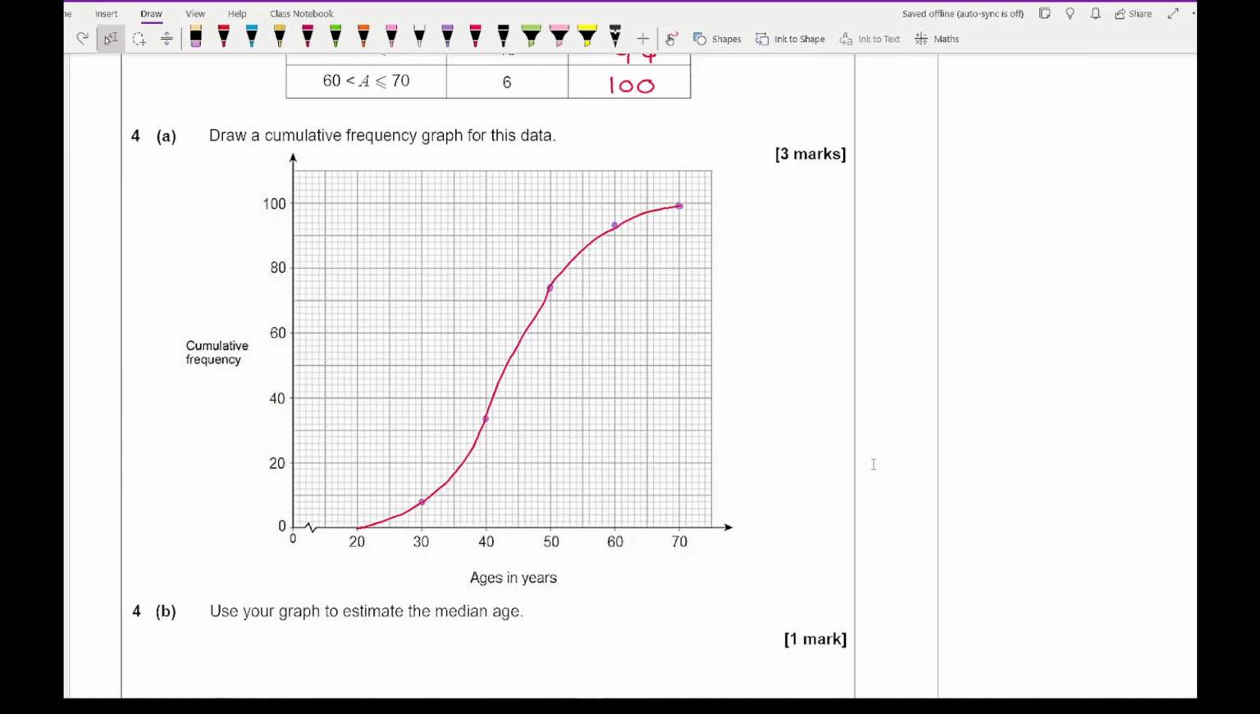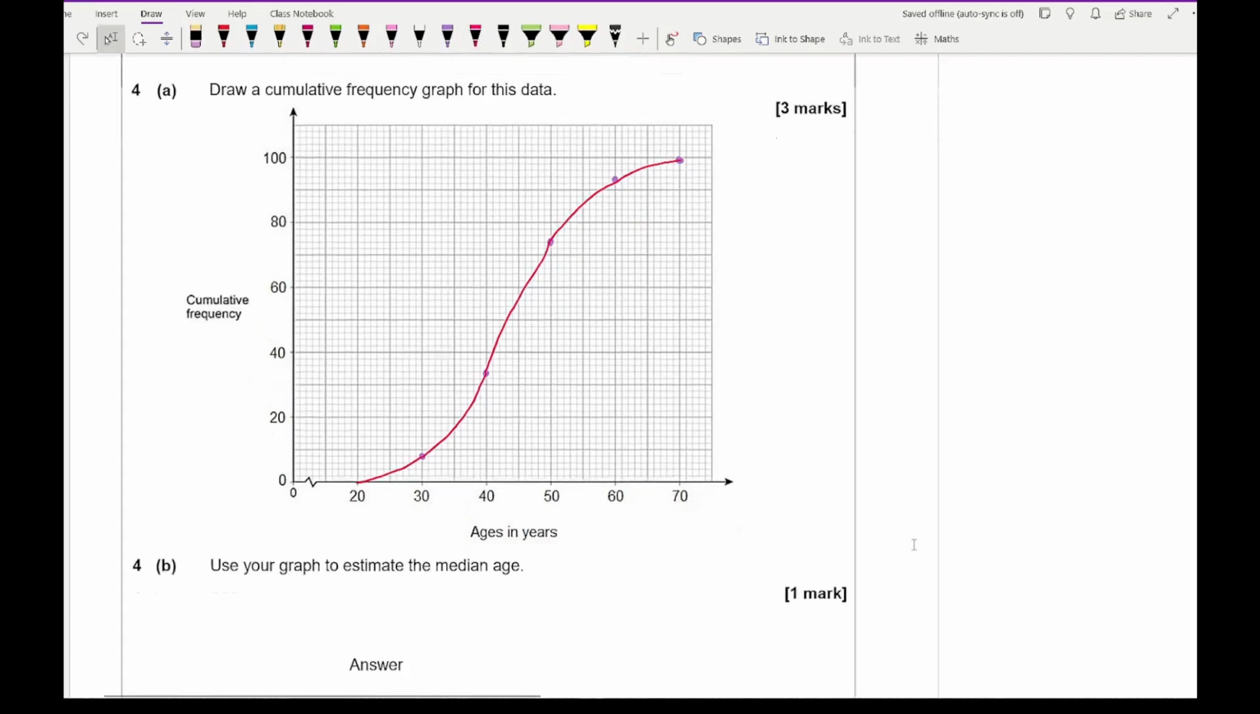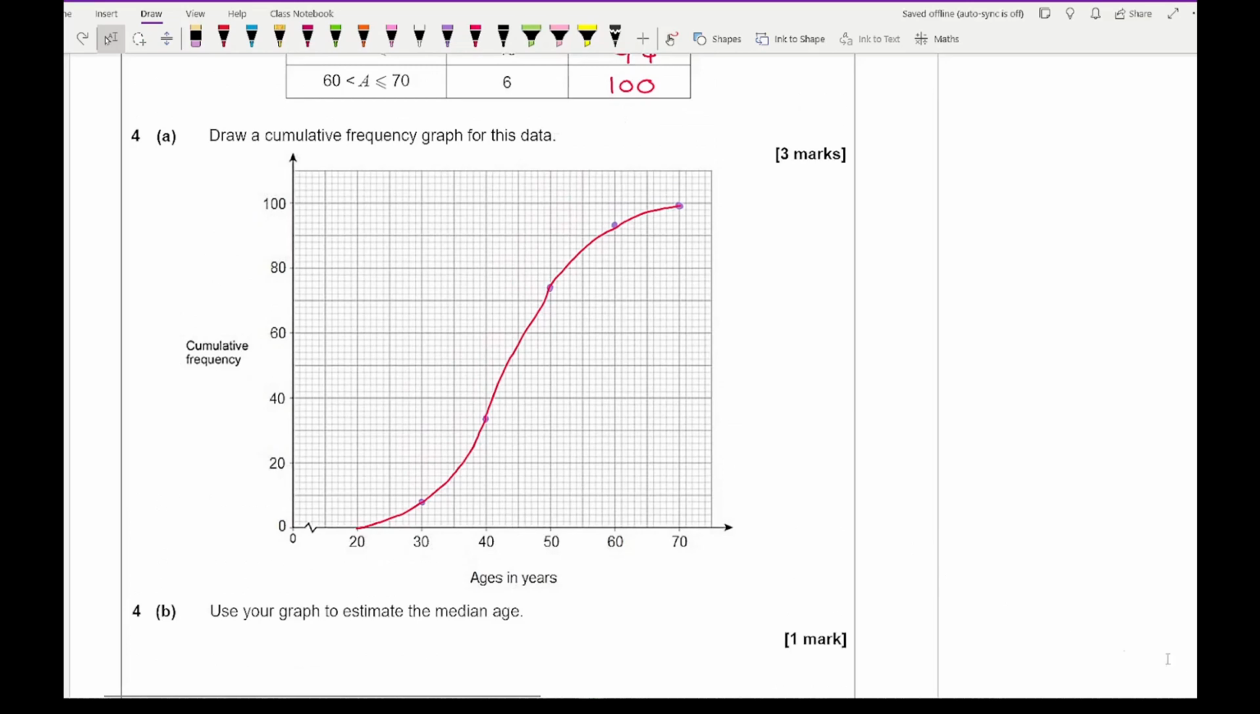They're not looking for preciseness, particularly when the axes are already created for you, like we've got here, which is thankful because it's really a nightmare to do this in class and do your own scale. You just want to get as close as possible. So fear not. The next question says use your graph to estimate the median age.